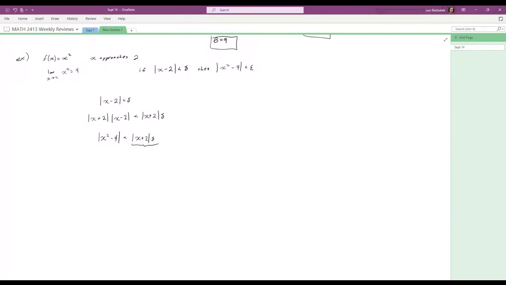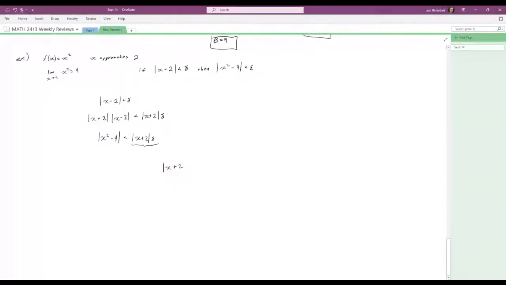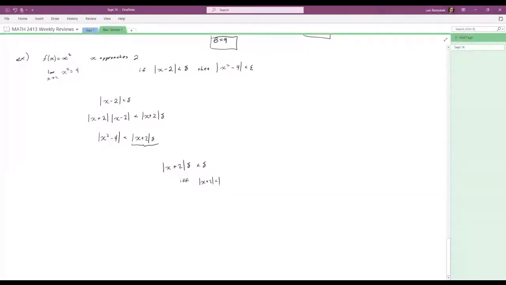I'm going to say, I know that the absolute value of x plus 2 times delta is going to be smaller than delta if and only if the absolute value of x plus 2 is smaller than 1. Right? Because if I'm multiplying by something smaller than 1, it's going to get smaller. So when does this happen? When is the absolute value of x plus 2 smaller than 1?